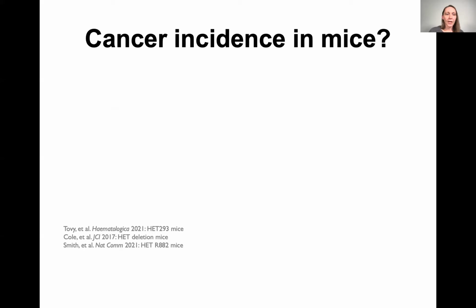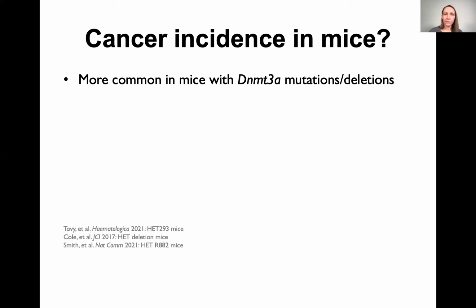about this. And in our Hematologica paper that was published this year, and then a few papers from Tim Ley's group really looked into this question. What we found is that there is an increased risk of blood cancers in the mice with the DNMT3A mutations or deletions compared to the mice from those same birth cohorts without the DNMT3A mutation or deletion.